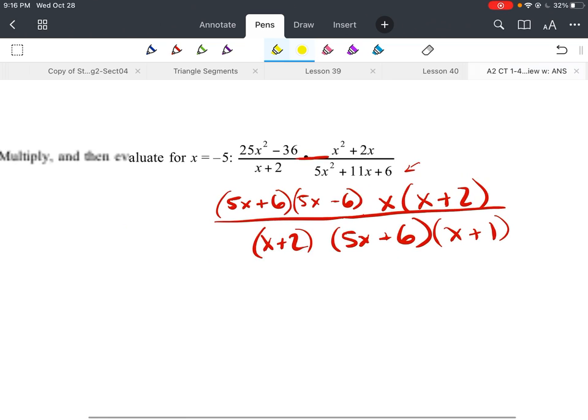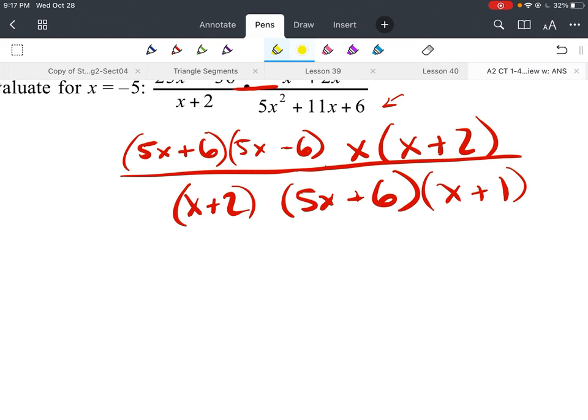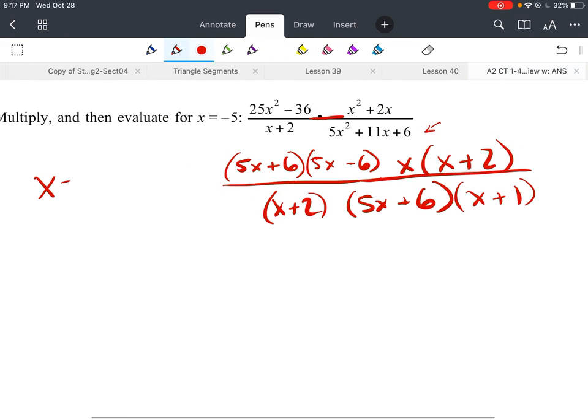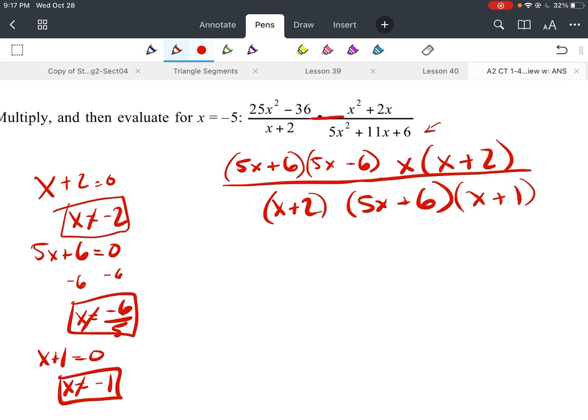All right, so now, before you get too wild here, let's check for excluded values. They didn't ask for it, but let's do it anyway. Over here on the side, x not equal to, so x plus 2 equals 0. So x cannot equal negative 2, or that's a problem. So there's 1. 5x plus 6 equals 0. Subtract 6, divide by 5, and x cannot equal negative 6/5. And the last one, x plus 1 equals 0, so x cannot equal negative 1. So there's 1, there's 2, and there's 3 excluded values.